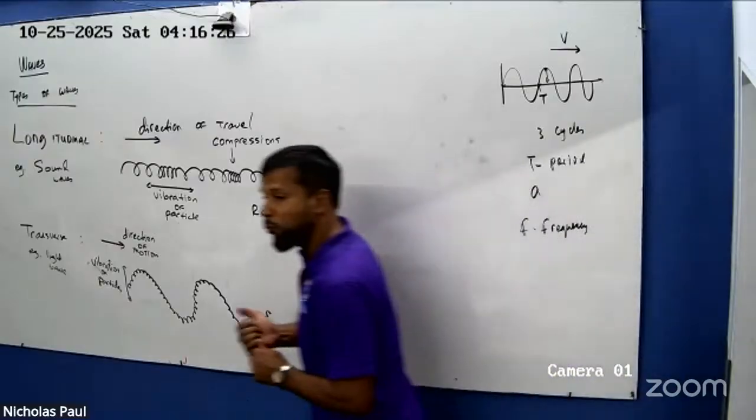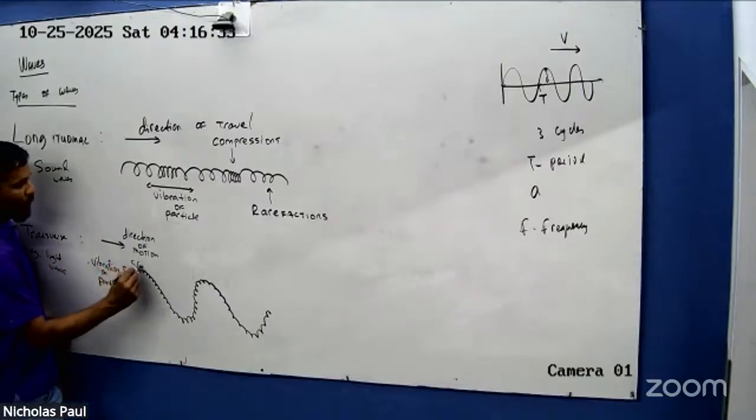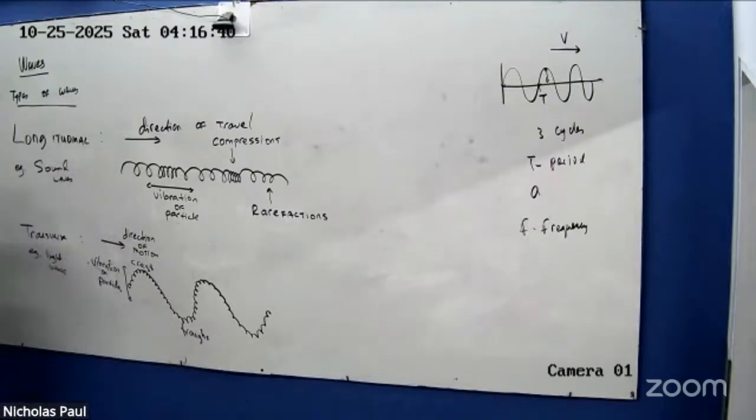Right. What do we call the high points? Crest. What do we call the low points? Troughs. So we have crests and we have troughs. Really and truly there are two types of waves, and these are the two examples of progressive waves.